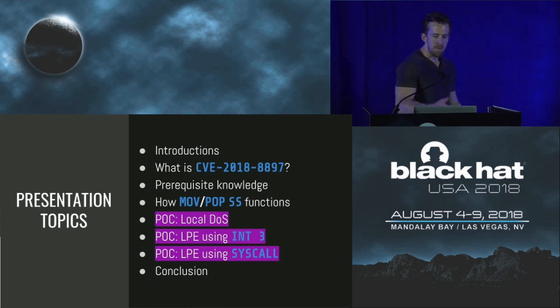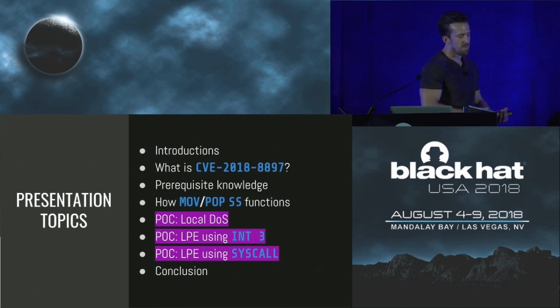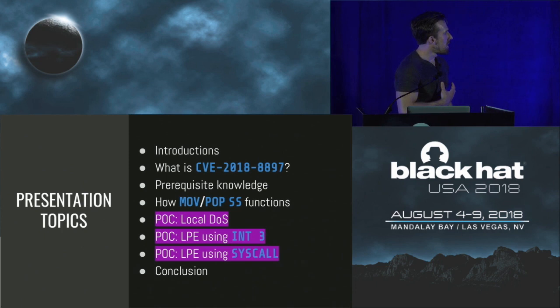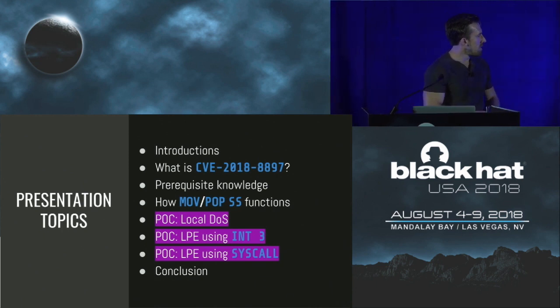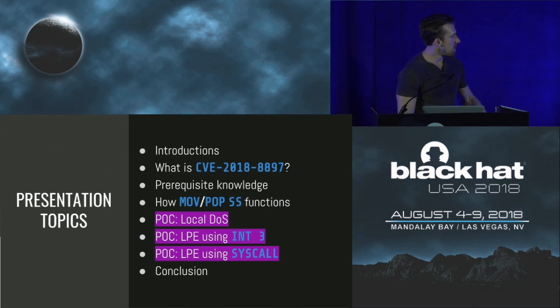And then we have 3 proofs of concept, in order of how special they are. The first one is a local denial of service. It just blows up your own machine. It's not really that incredible. The second one is a local privilege escalation using int3. This is the one that I personally weaponized. It's my personal favorite. And then we have the third one, local privilege escalation using Syscall. That's the one that Nemanja weaponized himself. That one's also incredible. And then we have a conclusion.